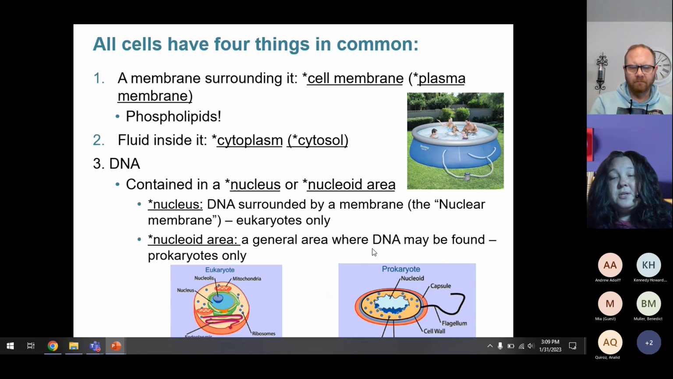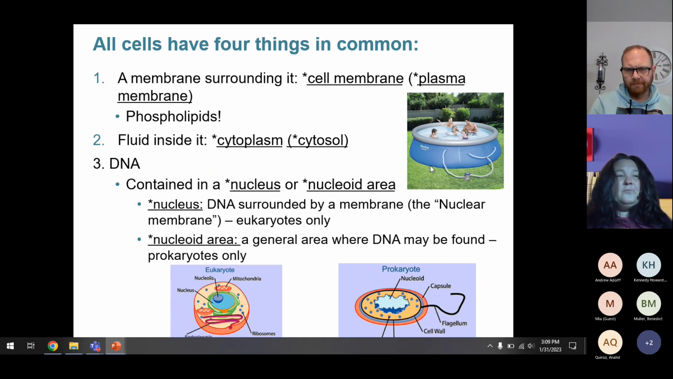Whereas in the simpler cells, there is no nuclear membrane. The DNA just kind of floats around. And we call that area where it's floating the nucleoid area. And the reason that I have put a picture of a swimming pool here is because I like to think of cells as swimming pools.